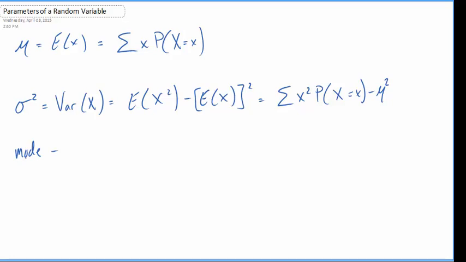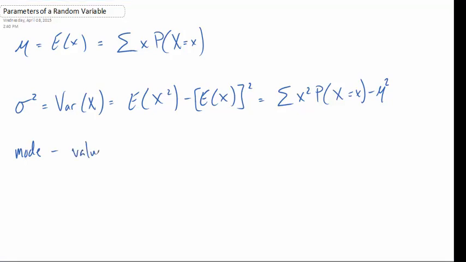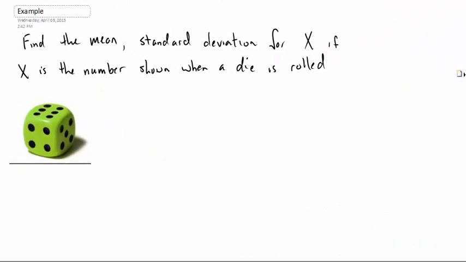The mode is simply the value with the highest probability. Not that strange. Whatever's most likely to happen is going to most likely happen the most and be the mode. Well, let's look at an example.